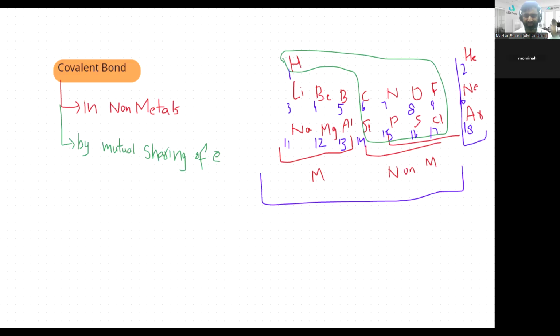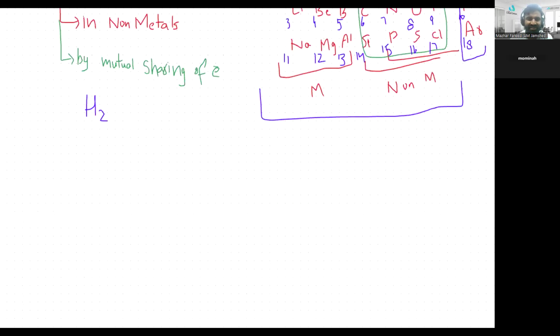So if we see an example like hydrogen, H2. Is hydrogen a non-metal? Yeah. So it means a covalent bond is present in H2. Now we check how the covalent bond is present in H2, and we shall explore it with the help of an example. This is one hydrogen atom, and this is the second.